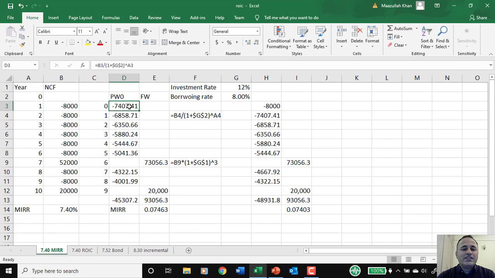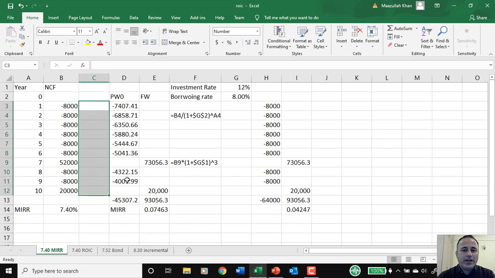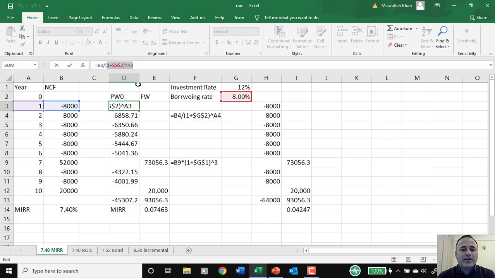So this is the discounted value of what's this called? Sorry, let me remove this. It's not required. So as you can see here, what I'm trying to do, I'm trying to divide this number, which is $8,000, and divide it by 1 plus I, which is the borrowing rate, and then raised to power 1. So I'm discounting this number for only 1 year.